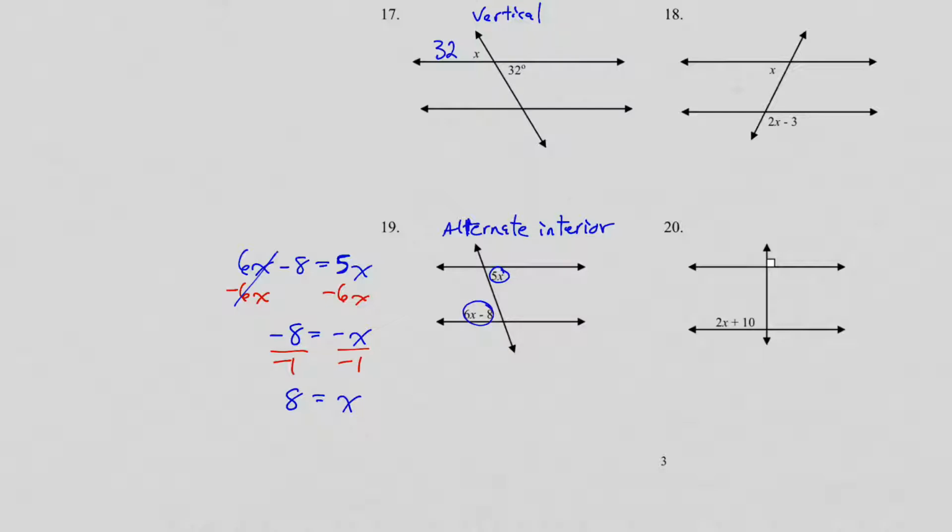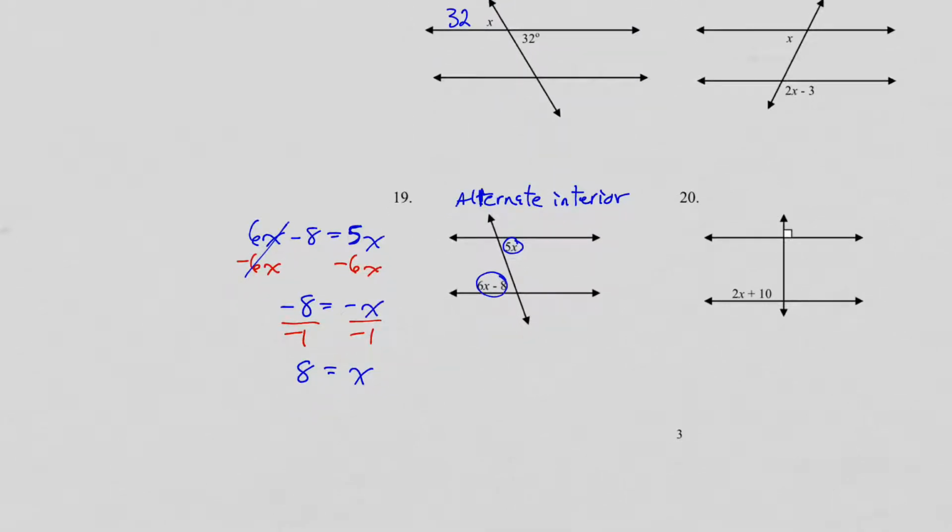And sometimes it can even be backwards, and that's okay. It's okay that x is on the right and 8 is on the left. It still means the same thing. If that bothers you for some reason, then you're allowed to just switch it up. Okay? But this is perfectly fine.